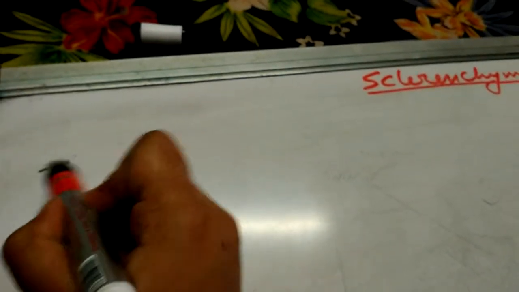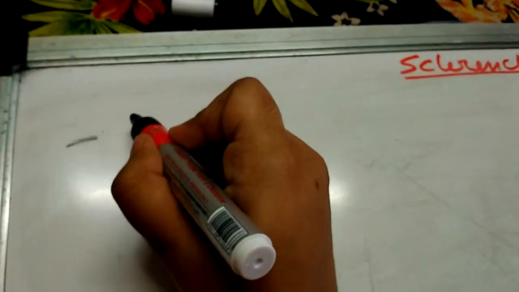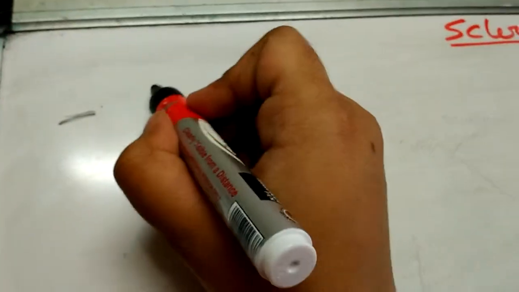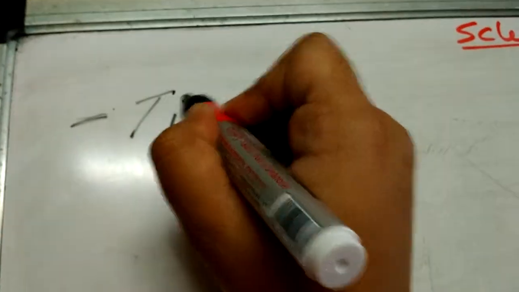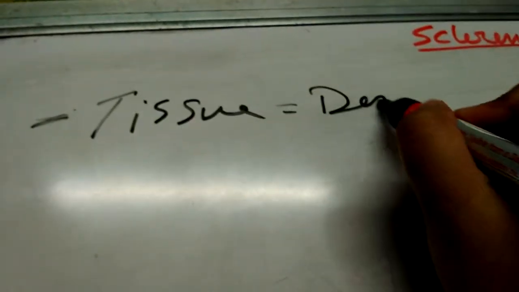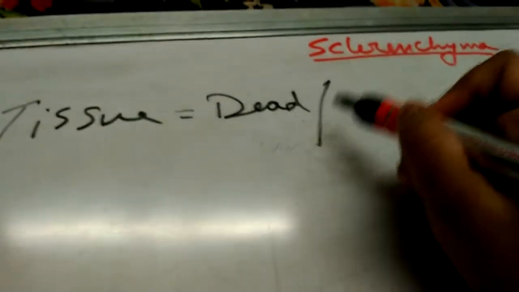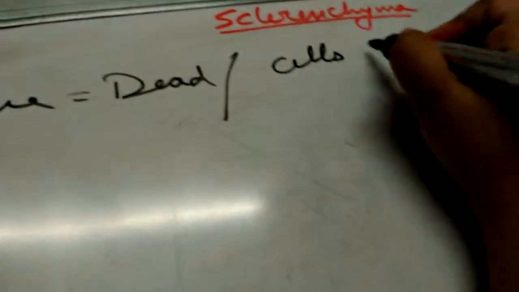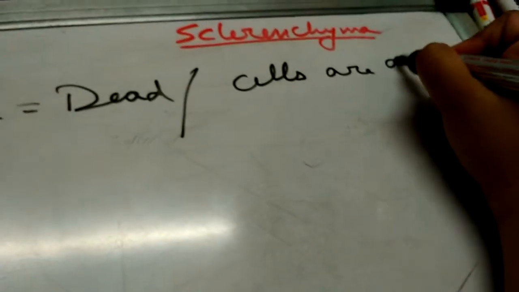So here I start. The first point about sclerenchyma is basically that it is a dead tissue, or you can say the cells are dead.